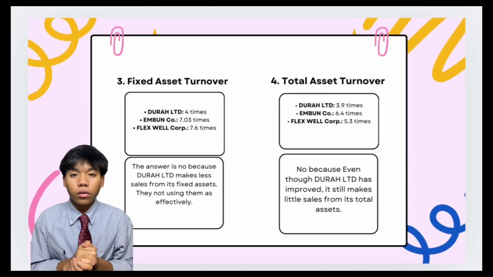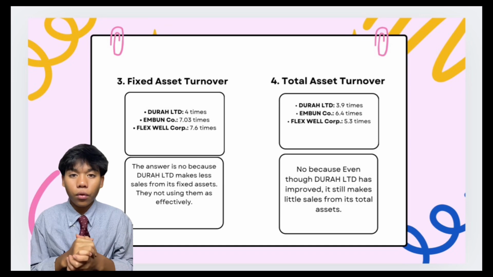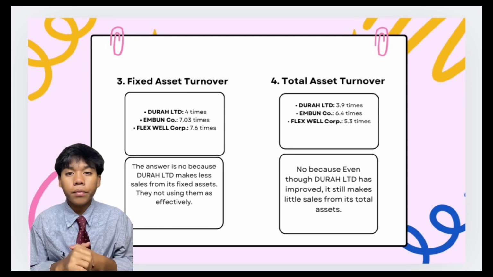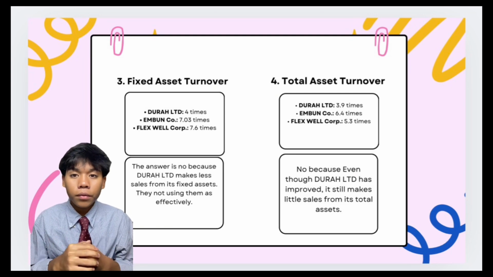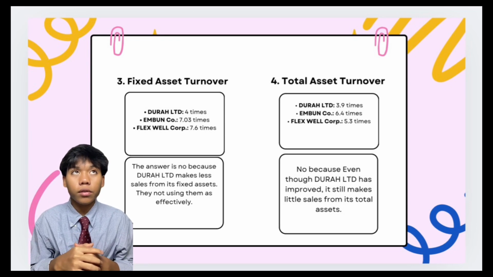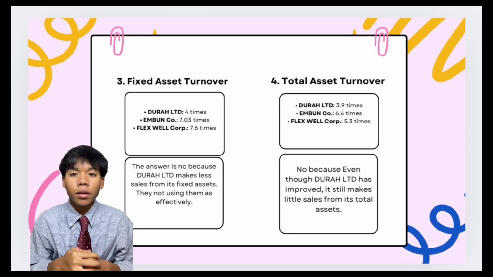Now, let's look at fixed asset turnover. Dura Ltd is at 4 times, while Umbun Core stands at 7.03 times and Flexwell Corp at 7.6 times. Dura Ltd generates fewer sales from its fixed assets. So the answer is no, because they are not using fixed assets effectively.